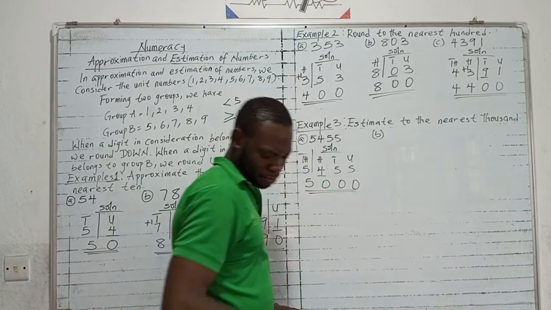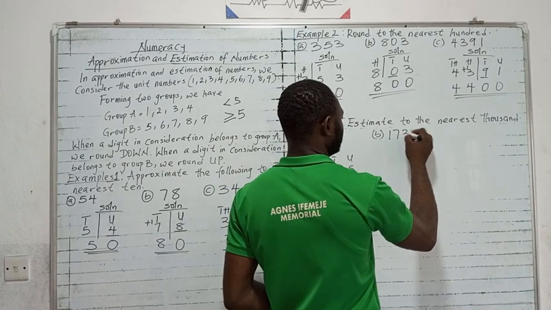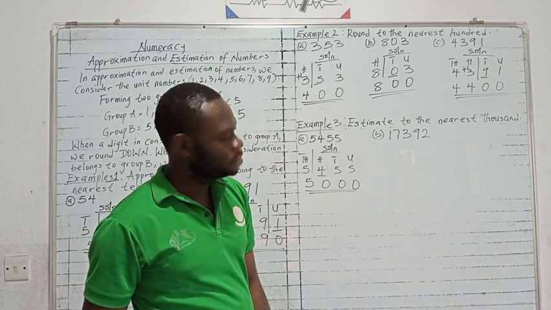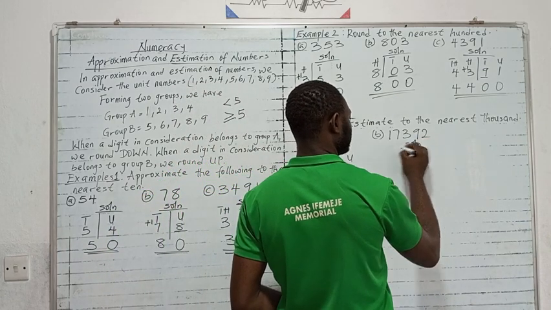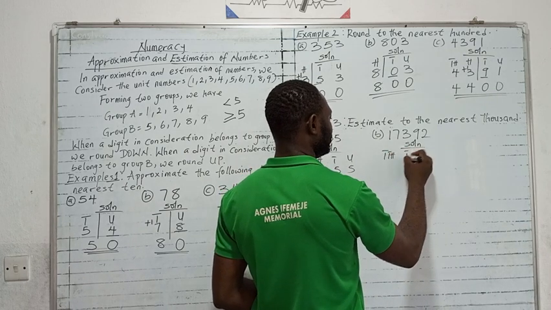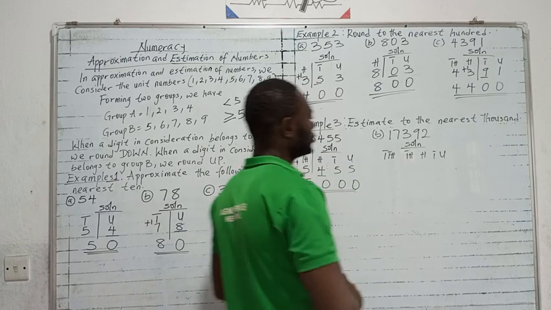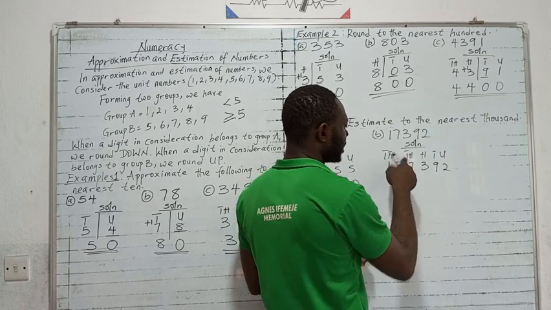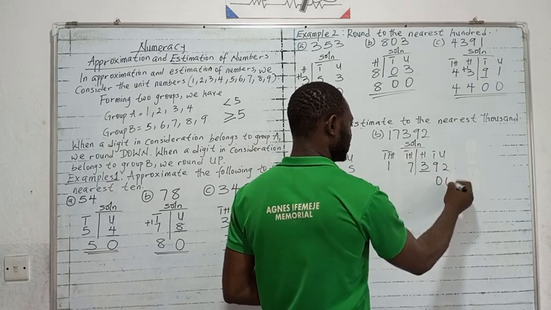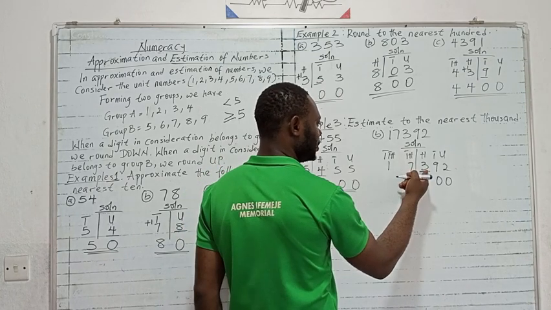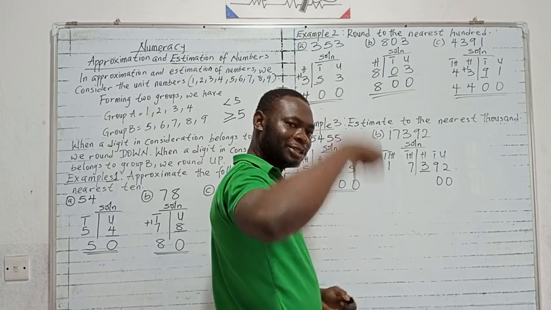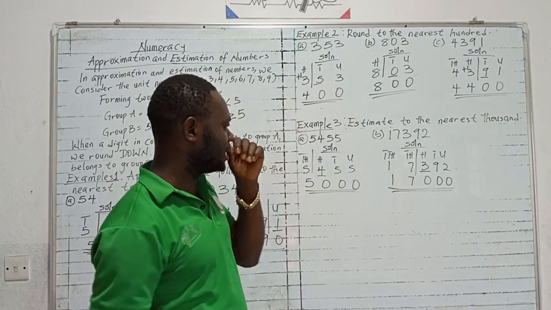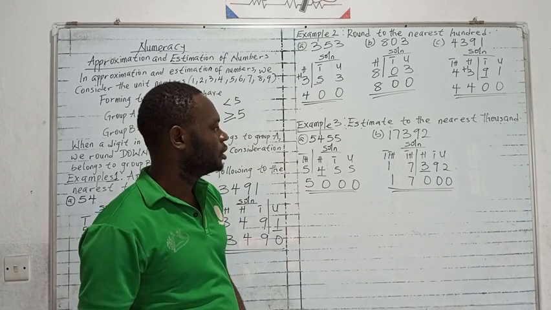Let's do example B. We have 17,392. Solution. What's the first thing we do? Place value system. So we have tens of thousand, thousand, hundred, tens, and units. Since we are rounding to the nearest 1,000, we consider the 100. Tens and unit becomes 0. What group is 3? Group A or Group B? Group A, so we round down. 3 becomes 0, 7 remains the same, 1 remains the same. Meaning that 17,392 rounded to the nearest thousand is 17,000.